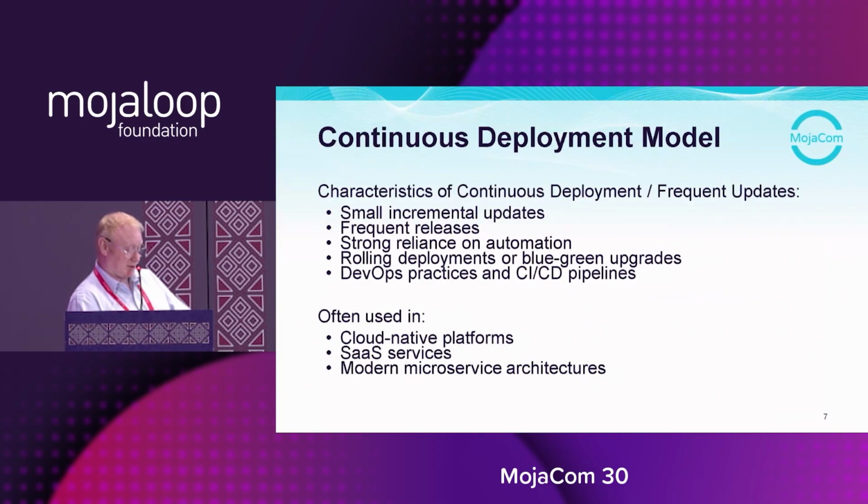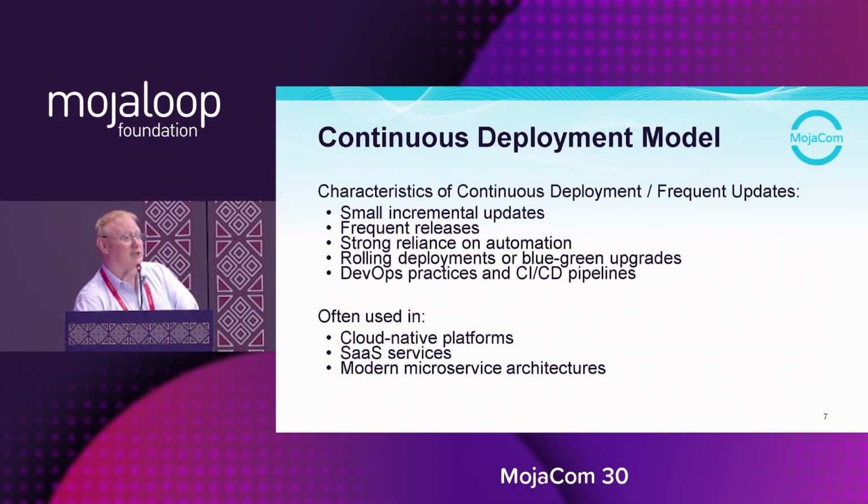So the alternative, continuous deployment. This is usually very small incremental updates. Typically, in cloud-native platforms, any change that a developer pushes into the source code repository runs through a pipeline and ends up in production within sometimes a matter of minutes or even hours, but certainly multiple times a day is typical for a continuous deployment cycle.